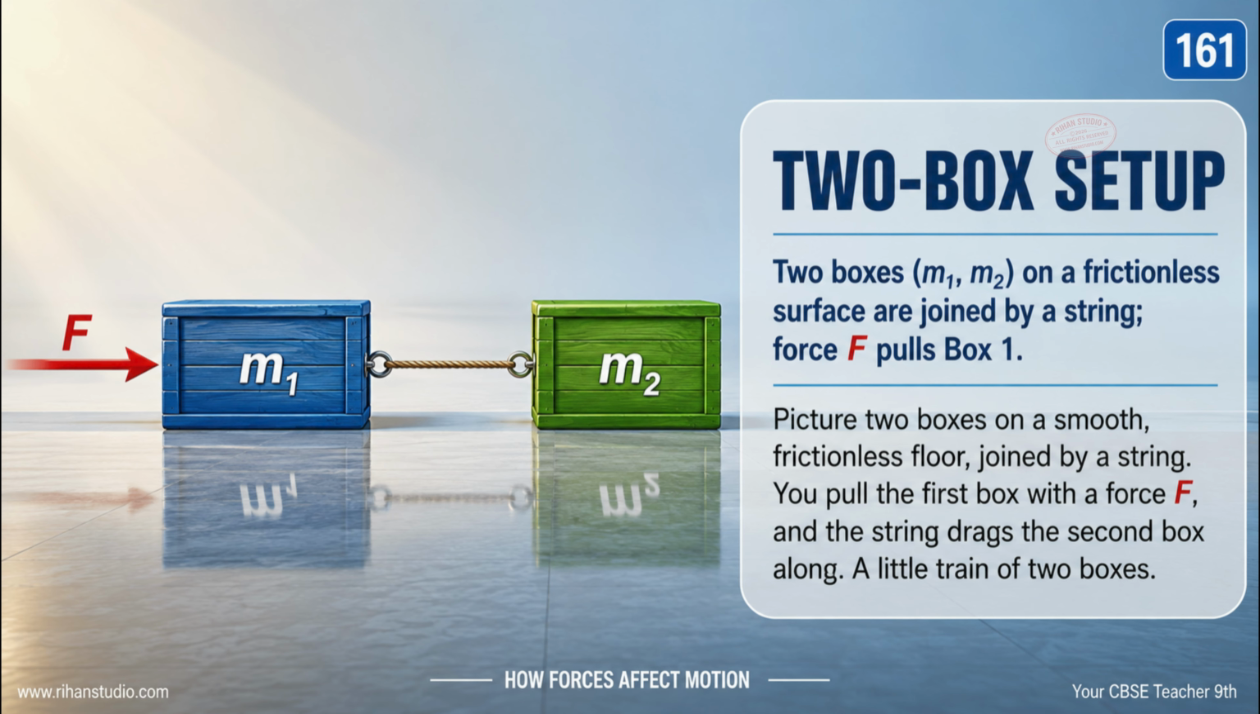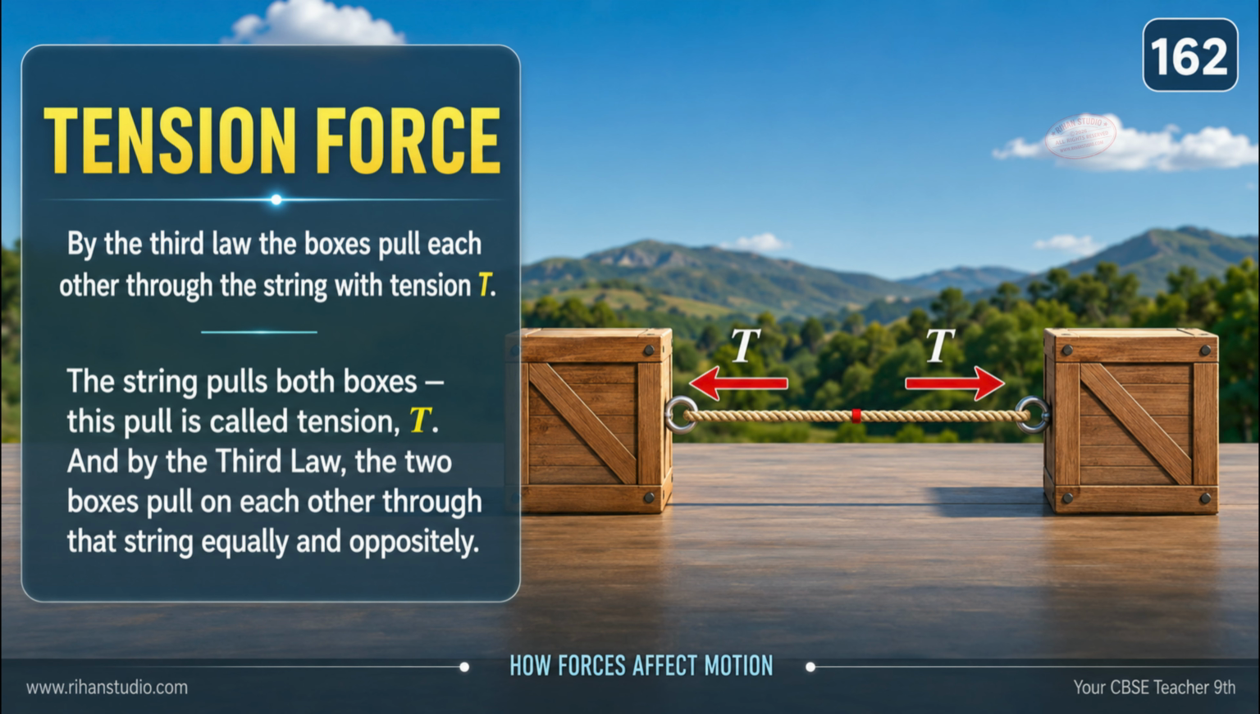Let's see. Two-box setup. Picture two boxes on a smooth, frictionless floor, joined by a string. You pull the first box with a force F, and the string drags the second box along. A little train of two boxes. Tension force. The string pulls both boxes. This pull is called tension, T. And by the third law, the two boxes pull on each other through that string equally and oppositely.